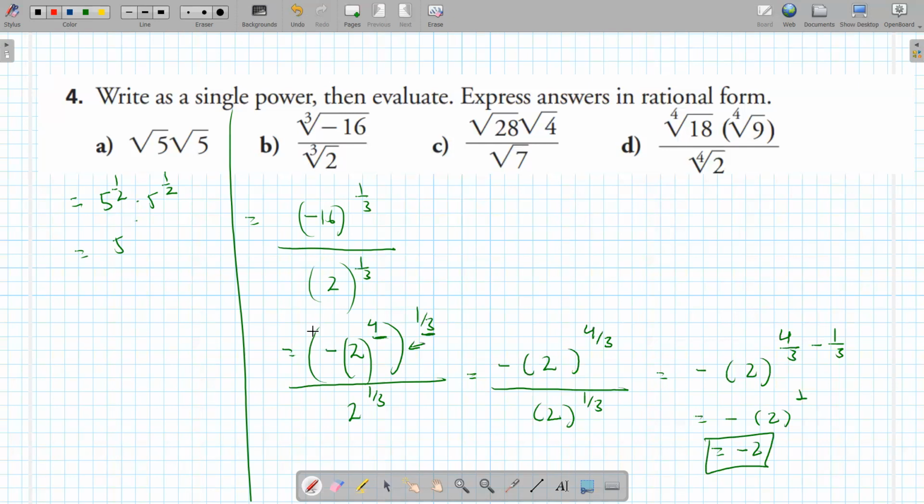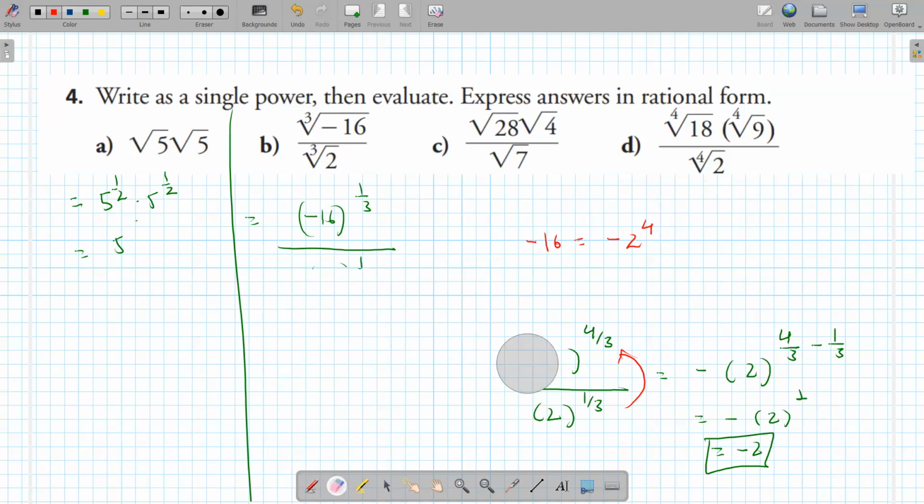This step here is crucial: writing negative 16 as negative 2 to the power of 4. This negative sign does not apply to the 4. Once you have that, just multiply the exponents, subtract, and you'll get the answer. Not too bad from there.